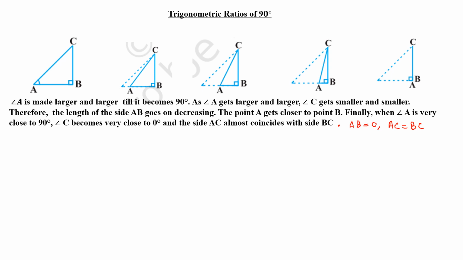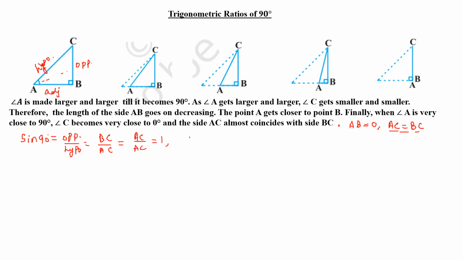Now from the original triangle, if you see with respect to angle A, this is the opposite side, this is the adjacent side and this is the hypotenuse. I'm writing it in short, hypotenuse. Now let's find all the ratios. So sine 90 degree will be equal to opposite by hypotenuse. Opposite is BC, so BC by AC. And what happens? AC and BC become equal when angle A is 90 degree. So I can write BC as AC. So AC by AC will become equal to 1.